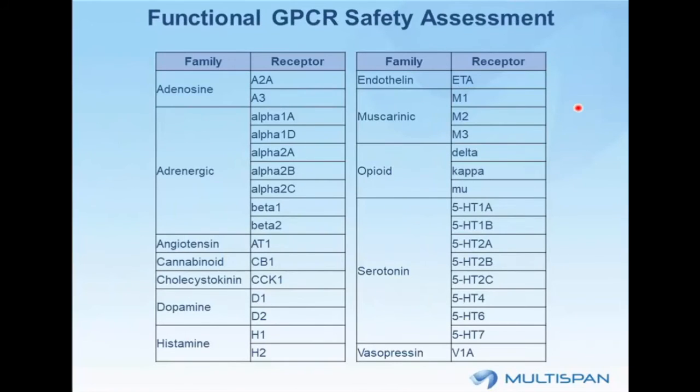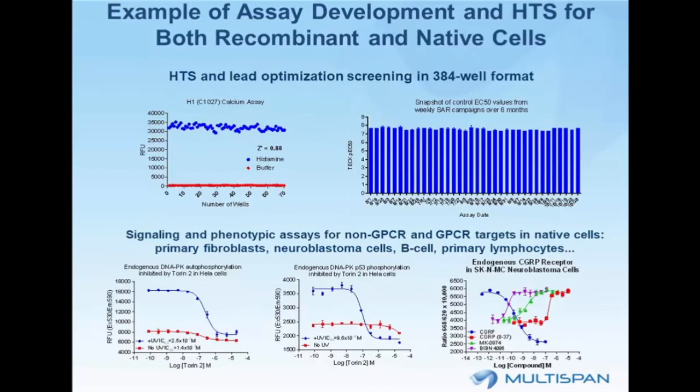I said we have a functional GPCR safety assessment panel. This is our functional panel. We chose this panel based on input from multiple clients in the pharma industry saying that these are the ones that they typically need functional assessment for. And so we developed this panel, and we can run this on the fly if somebody is interested in this. We also have examples here of assay development with both recombinant and native cells. That's what's on this slide.